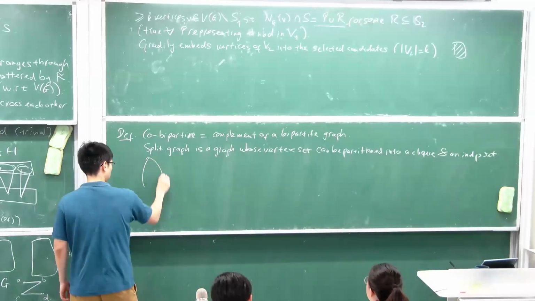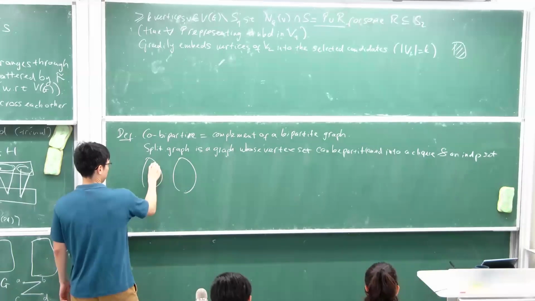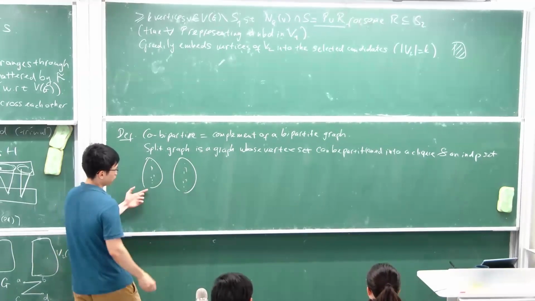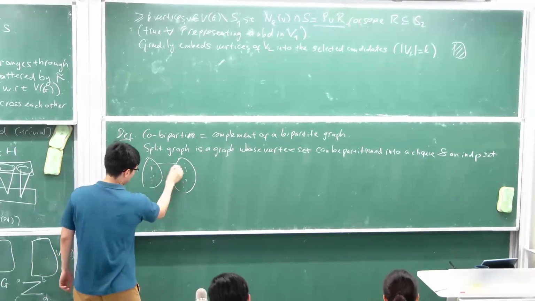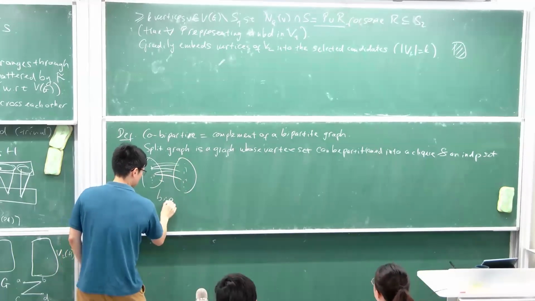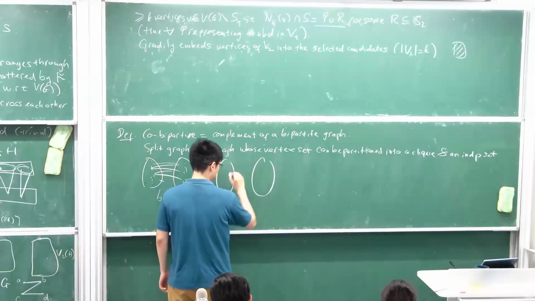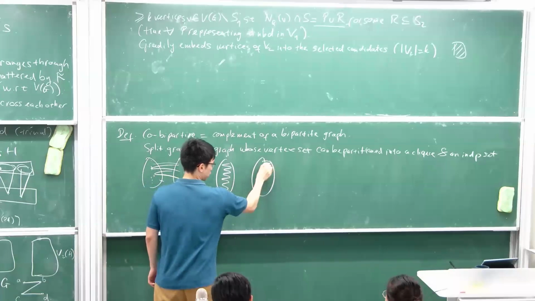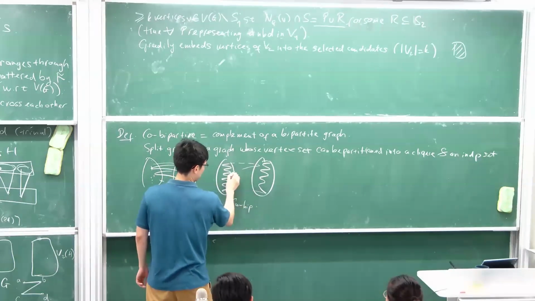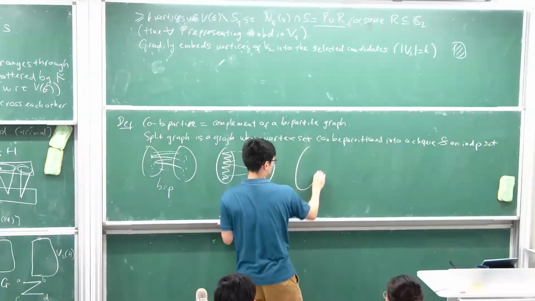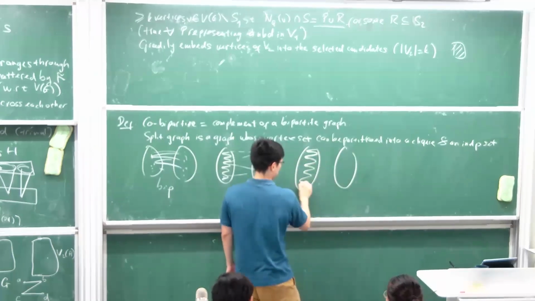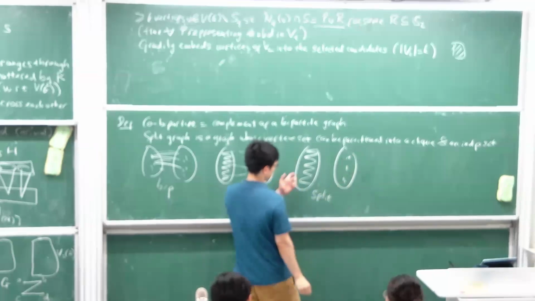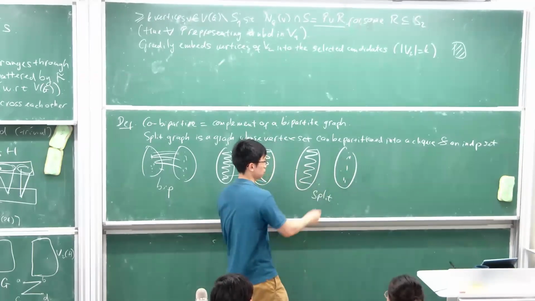So again, bipartite is a partition into 2 subsets where each of them is independent. So this is bipartite. Co-bipartite means partition into 2 cliques. And split means one is a clique and one is independent.